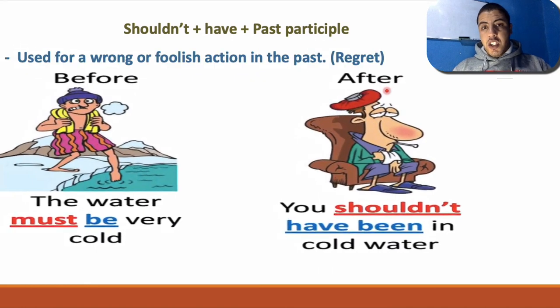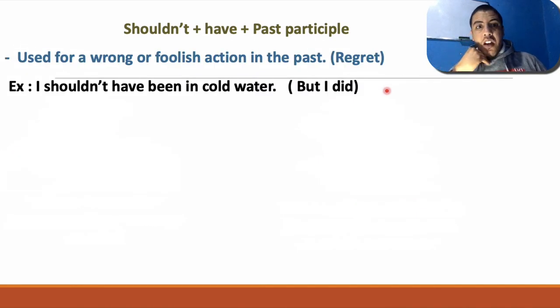The last modal is shouldn't plus have plus past participle. This one is used to express a wrong or a foolish action in the past. So it is used to express a wrong or foolish action in the past.